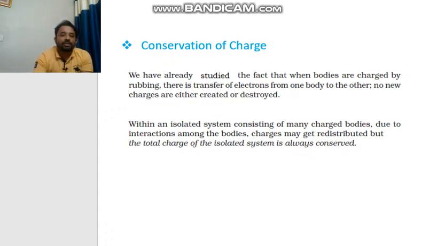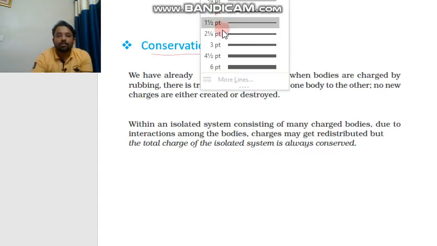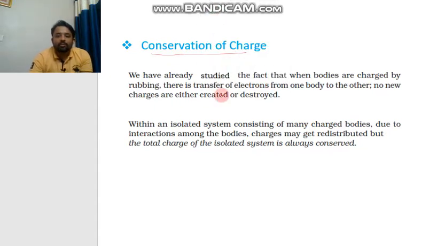Our next topic is conservation of charge. Now we have already studied in the previous session that when bodies are charged by rubbing, there is a transfer of electron from one body to another. Means no new charges or no new electrons are created or destroyed. There is just a transfer of electron from one body to another. One of the bodies loses electrons, the other gains electrons.